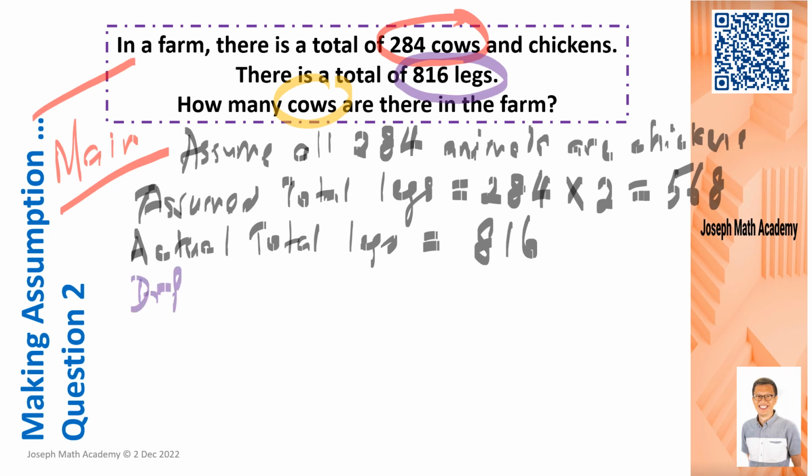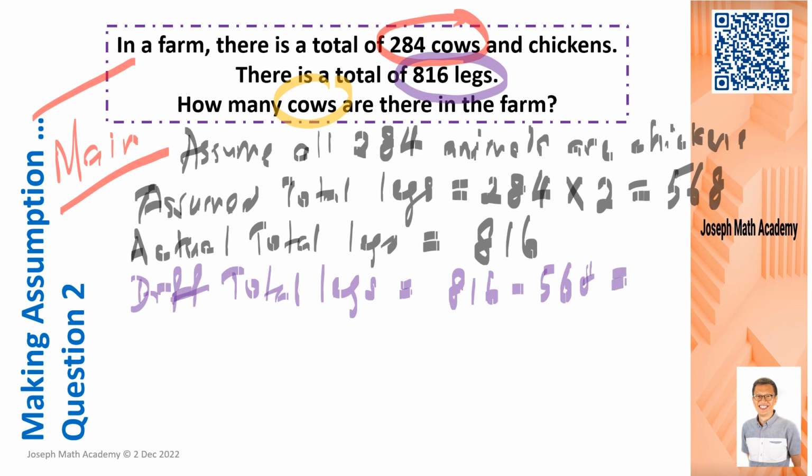All of you, can you remember the steps? The next equation is the difference in their total. Okay, I'm going to use the diff shortcut. Difference in their total, 816 minus 568. Oh, scary, right? The numbers. So let's minus carefully using our calculator again. The difference is 248.